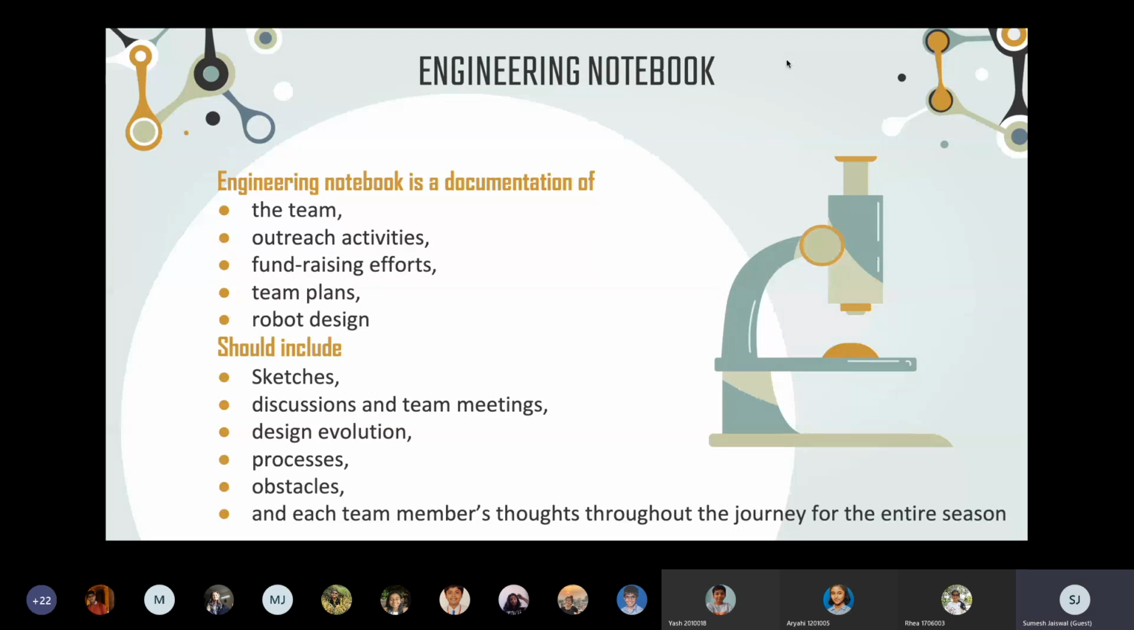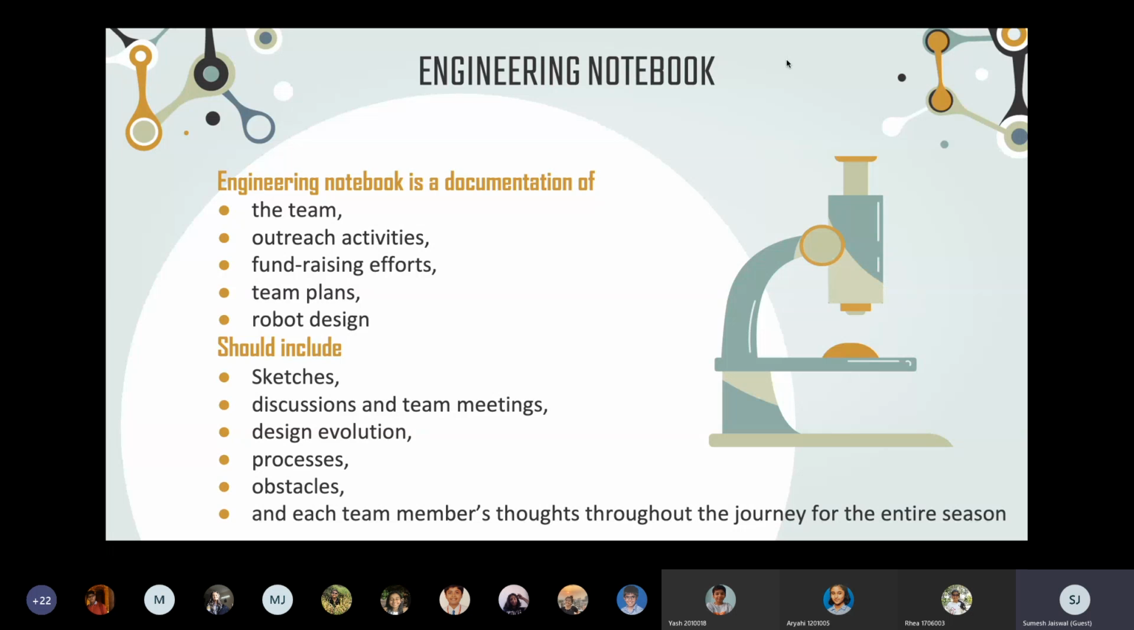For instance, if you have say 2 or 3 different people who have 2 or 3 different ideas, then how do you choose between these 3 ideas and how do you choose one out of these 3? So you have to explain that as well. And then what all obstacles you faced during your entire FTC journey, capture that. And finally, you need to capture each team member's thoughts about your entire journey. So each team member should be contributing to this as well. So all this needs to go in the engineering notebook.